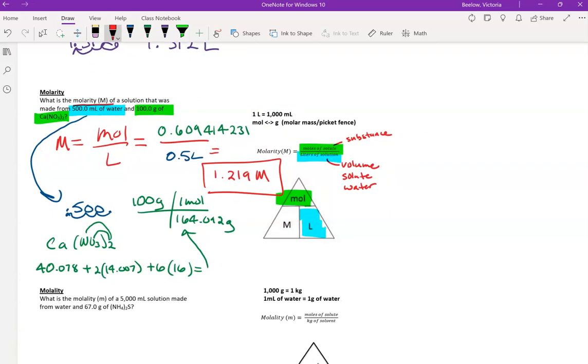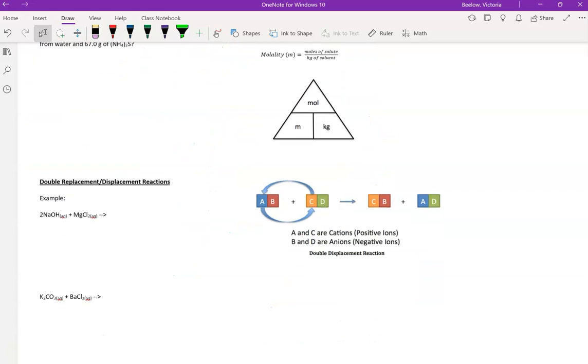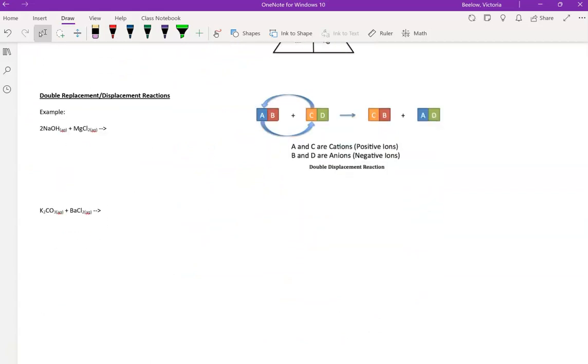In the next video, I will go over how to calculate molality, and then I will also go over the double replacement or displacement reactions.